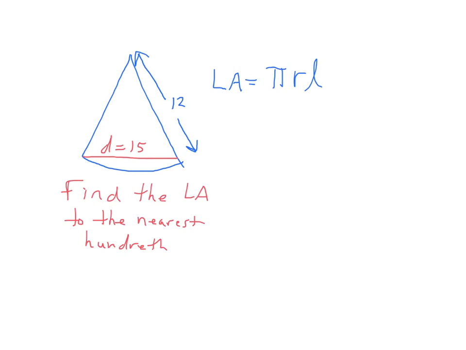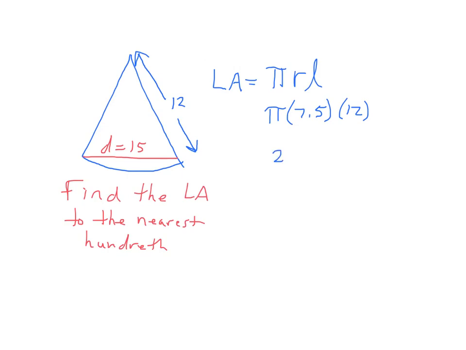That's how it's set up. And if you divide 15 in half, you get 7.5 for the radius, and the slant height of the cone is 12. And it would just be simply multiplying those three numbers together. Pi times 12 times 7.5.